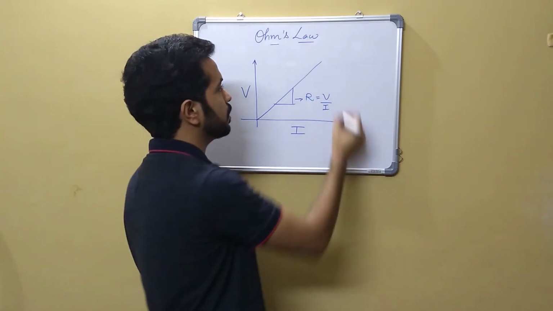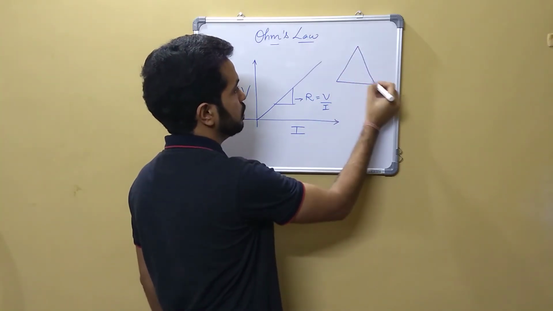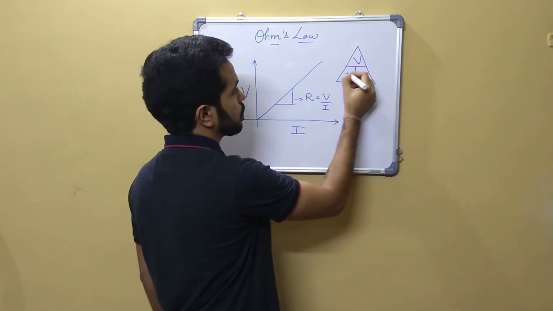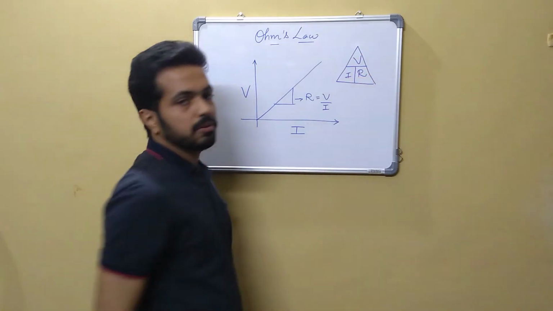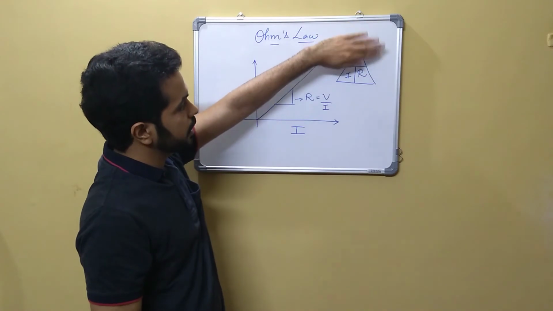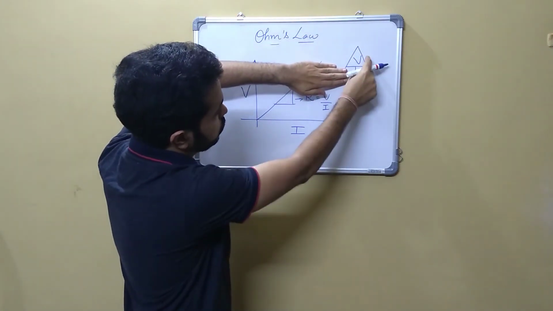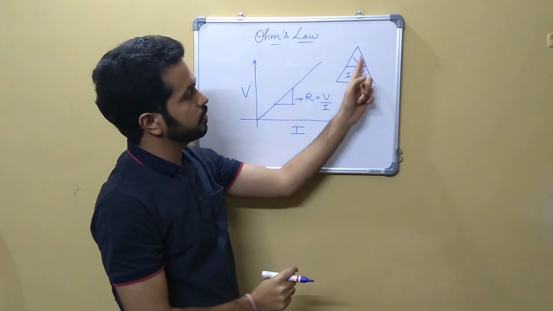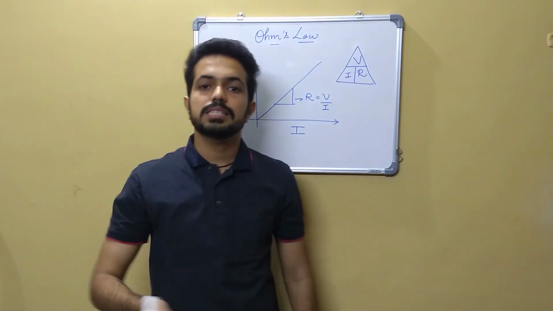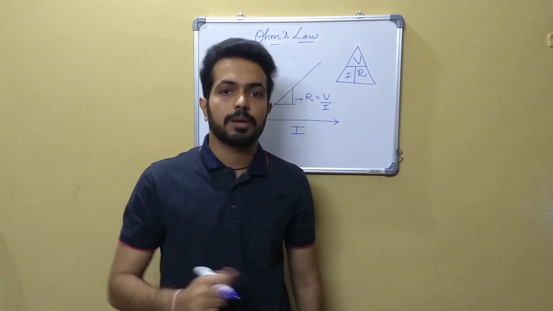An easier way to remember the formula is to draw a triangle and remember it this way. Whichever value you want to find out, you simply cover it. If I have to find V, V is equal to I into R. I is equal to V upon R, and R is equal to V upon I. So let's see some numericals based on the same and we'll wrap up for the day.